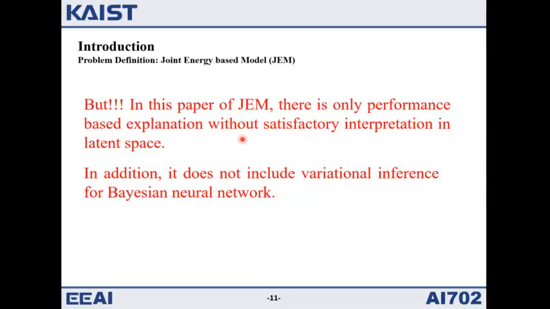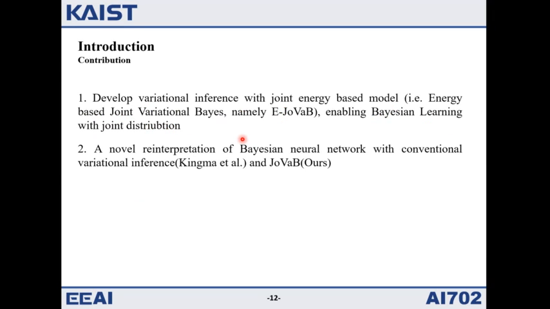But in this JEM paper, there is only a performance-based explanation without satisfactory interpretation in latent space. In addition, it doesn't include variational inference for Bayesian neural networks. So our contribution in this term project has two parts. The first part is to develop variational inference with a joint energy-based model, namely E-JoVaB, enabling Bayesian learning with joint distribution. And the second part is a novel interpretation of Bayesian neural networks with conventional variational inference and JoVaB.